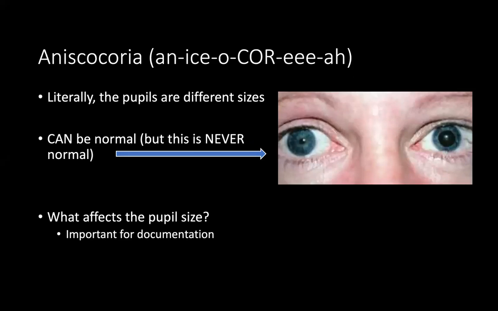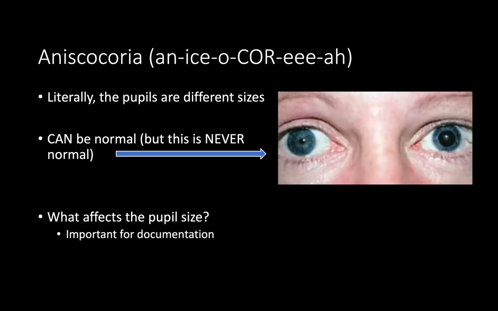So anisocoria. Literally, the pupils are different sizes. This is as it pertains to that last question. It can be normal, okay? But the amount of difference is where we start to draw the difference between normal and abnormal. Normal difference in pupil size is usually within 1 or 2 millimeters of each other. These two pupils are vastly different. This is never, ever normal, okay?